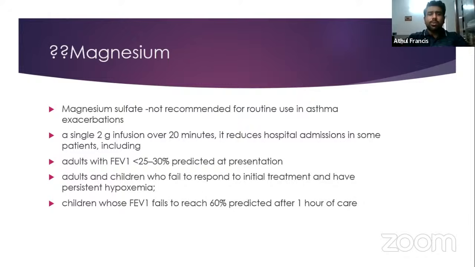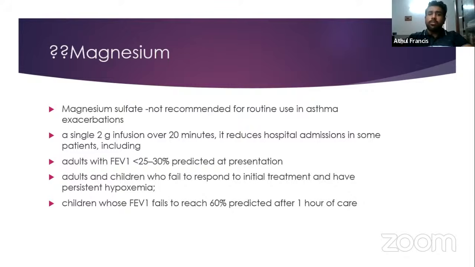So that is just a single dose, a 2 gram IV infusion in 100 ml NS over 20 minutes. It reduces hospital admissions in some patients. It can be used if the patient has severe bronchial asthma and the FEV1 is less than 25 to 30% predicted. Aminophylline, according to GINA guidelines, has no role. It's basically SABA and oral or IV steroid based treatment.